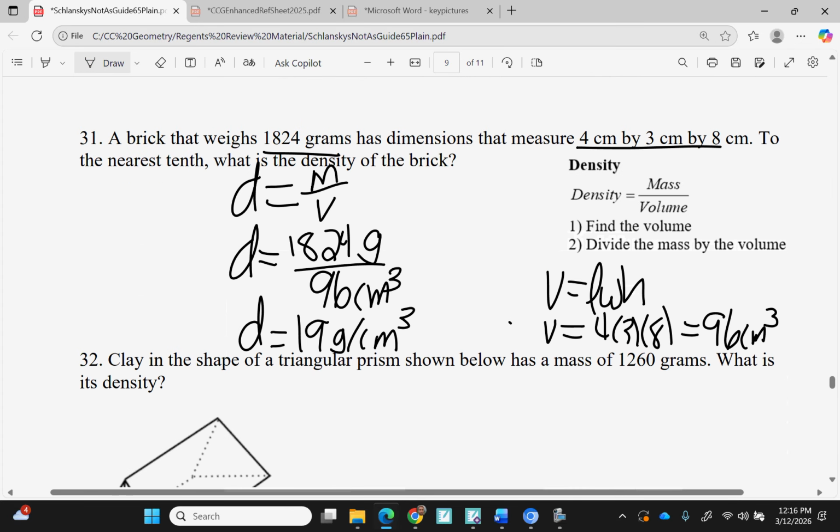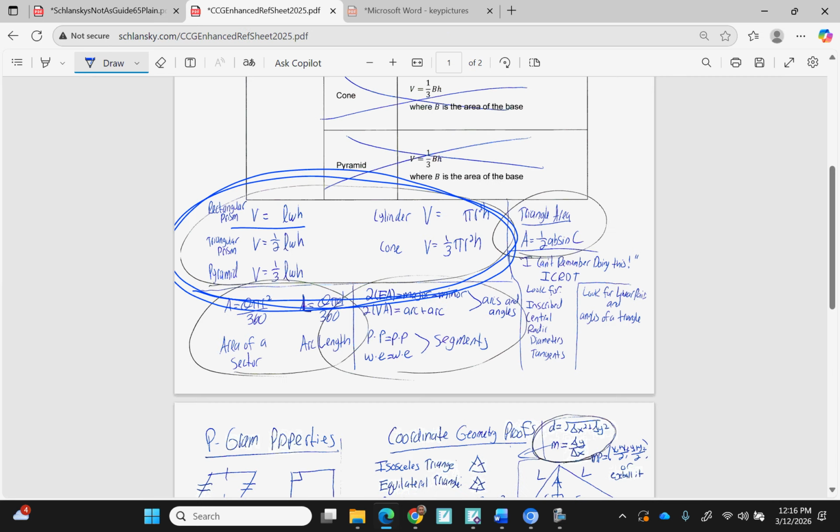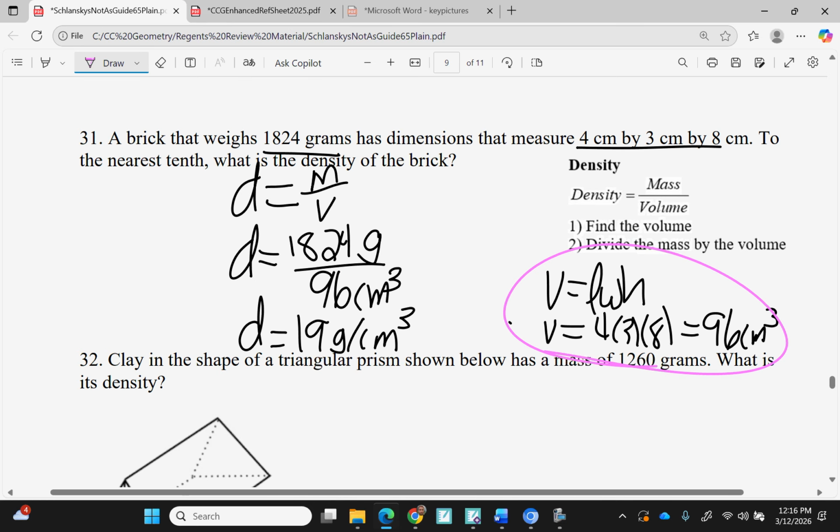Density, DMV. Density is mass over volume, so we calculate our volume using any of our volume formulas, which again, you're going to have to build, and then just put the mass over it and divide.